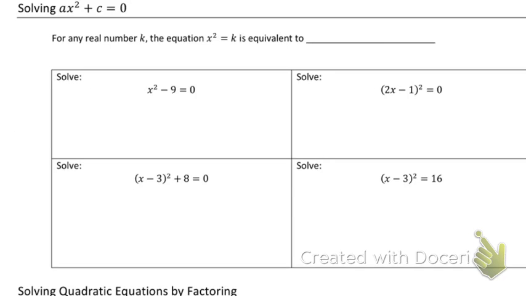The first way to solve it is a case where our b actually equals 0, or we just have something squared plus c equals 0. And these are actually all examples of such ones. So for any real number k, the equation x squared equals k is equivalent to, well, I would just take the square root of both sides. So that would be equivalent to x equals, and don't forget about the plus or minus square root of k. Once again, that is just taking the square root of both sides. That's all we did to get x equals plus or minus square root of k.